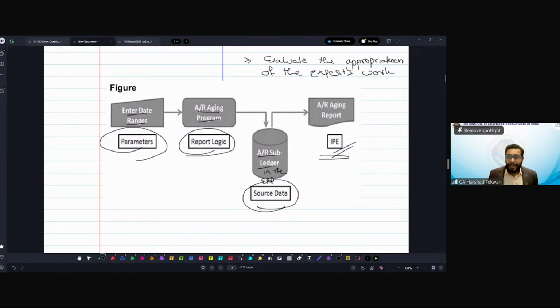If any of these is incorrect, let's say I gave incorrect parameters, the logic is incorrect, or the source data is incomplete, I will not get the complete IPE. And there are a lot of aspects that can be checked for this. For example, how will you verify the report logic? Can anyone tell me how will you verify the report logic?